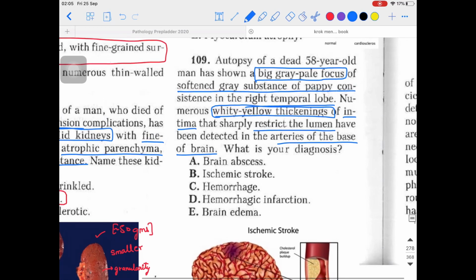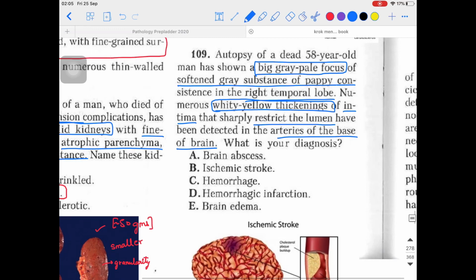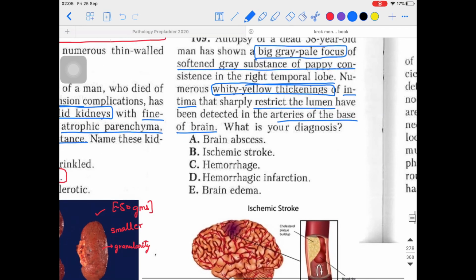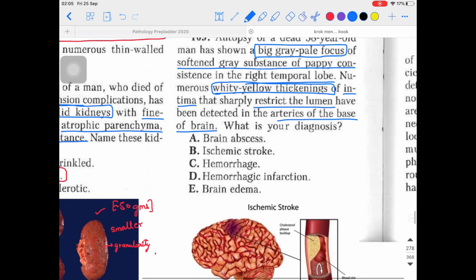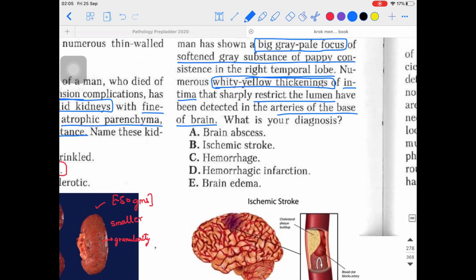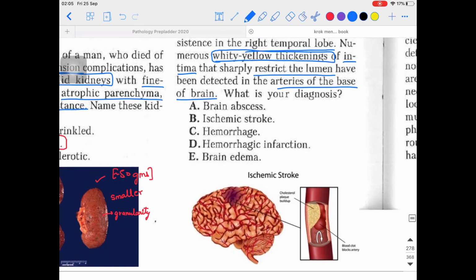Very easy to understand for us that they are talking about the big gray pale focus that was seen in the temporal lobe region, and what was the other thing? Numerous white yellow thickenings of intima, right? So they are talking about the atherosclerotic case which is happening in one of the blood vessels of the brain, one of the arteries of the brain. They didn't name which artery. Let's say it was some kind of carotid artery, or it can be another artery from the circle of Willis.